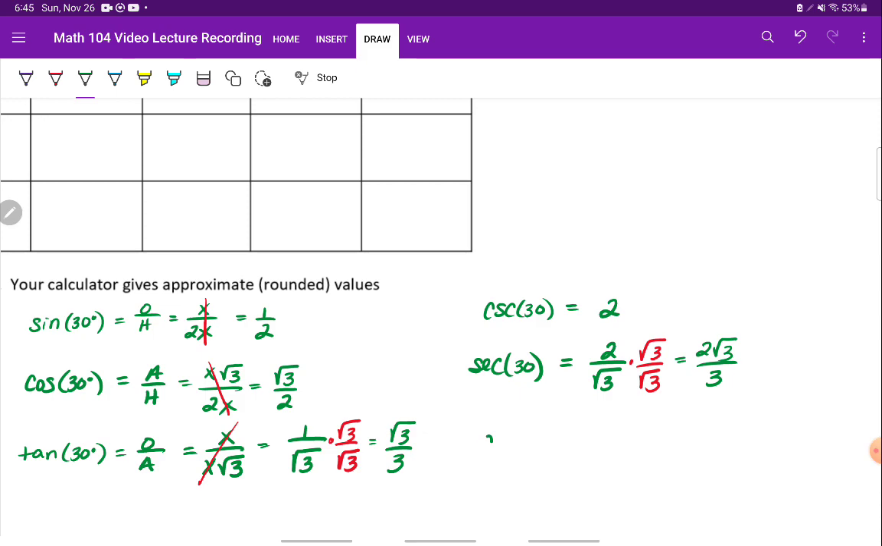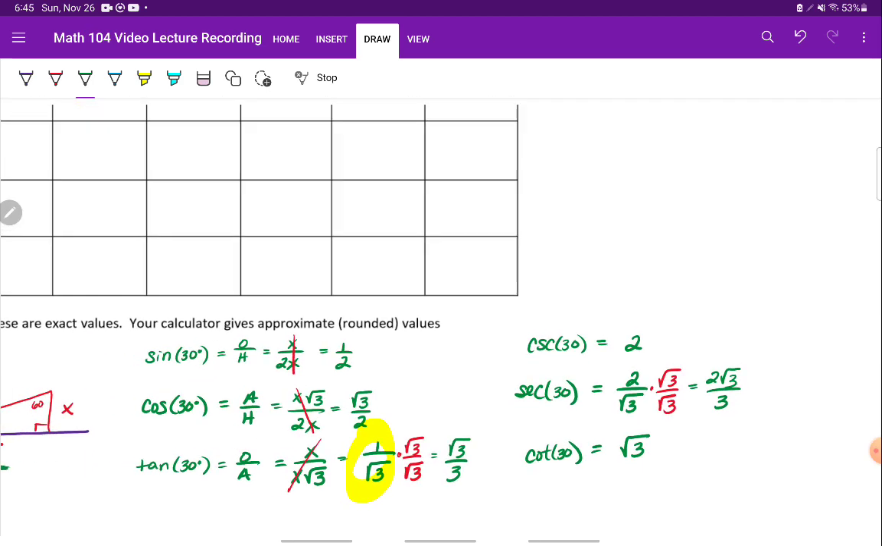And then lastly, cotangent of 30 degrees, that'll be the reciprocal of tangent. But remember, if we've rationalized, we want to flip the number we had before we rationalized. So we'll do the reciprocal of that 1 over square root of 3, which gives us square root of 3.